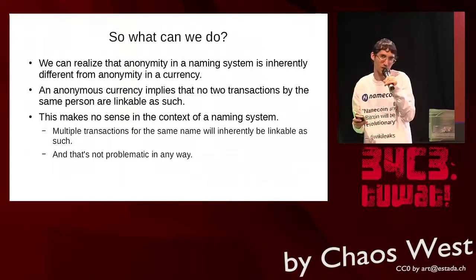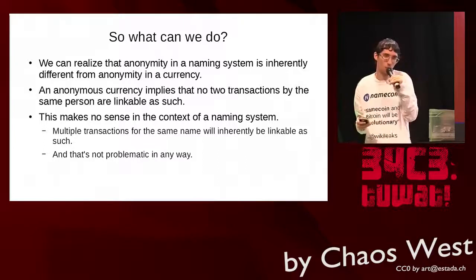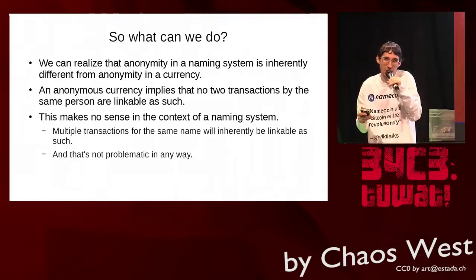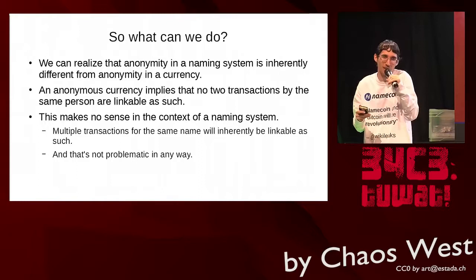So the solution to this problem is that we can realize that the definition of anonymity as applied to a currency simply doesn't make any sense when you apply it to a naming system. Because when you have an anonymous currency, when you make a transaction, you want to be certain that that currency transaction cannot be linked to any other currency transaction you've ever made. This kind of requirement doesn't make any sense for Namecoin. And that's because with Namecoin, all of the transactions you make for a specific name, from registering that name to renewing it periodically and updating its contents, those are already linkable to each other. That's by design. There's no way you can get around that in a naming system, and it's not inherently harmful that that's the case. Knowing that the person who updated a name is the same person who registered the name, that's not particularly incriminating, that's just obvious.